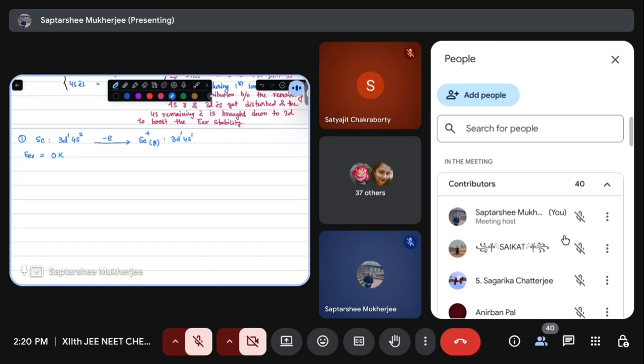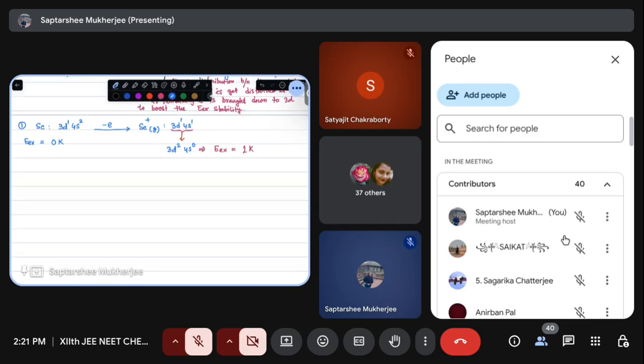3d1 4s1, but I will not do it this way. Instead, I will bring down that 4s electron to the 3d electron and make it 3d2. So against this 3d2, what is the exchange energy now? 1K, just K. Everyone keep on responding, participate.